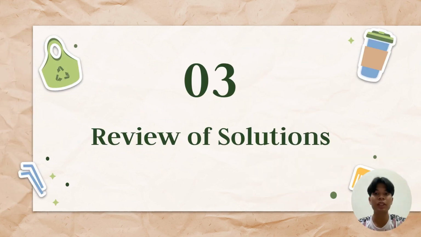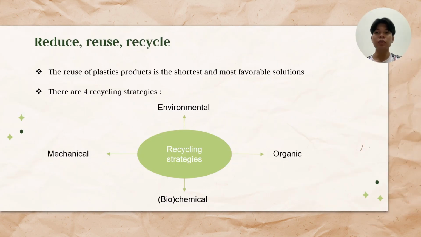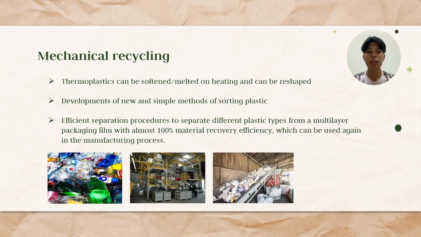I would like to present the review of solutions. The solutions for plastic waste are reduce, reuse, and recycle. The reuse of plastic products is the shortest and most favorable solution. And there are 4 recycling strategies. The first one is mechanical, the second one is biochemical, the third one is organic, and the fourth one is environmental. So, the first recycling strategy that we have is mechanical recycling.